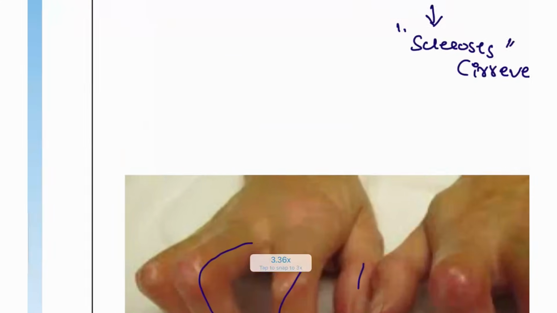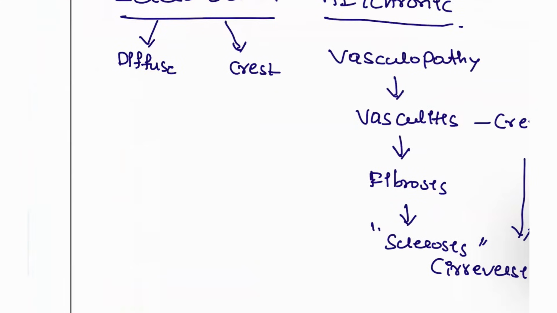What about the diffuse one? In the diffuse one, it is going to mainly involve the skin. On the skin, you are going to see the hardening of the facial structures. That one we call a mask face, and salt and pepper appearance.